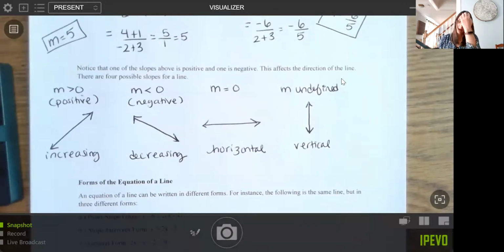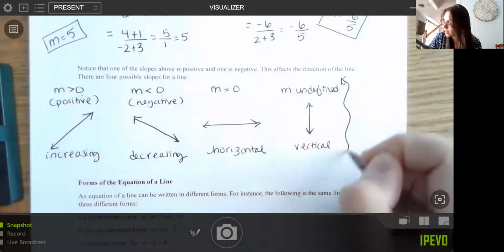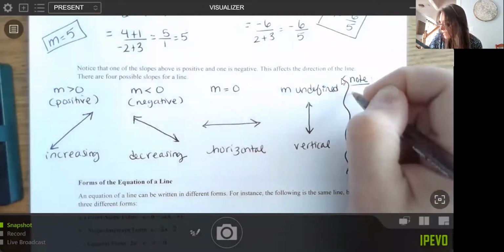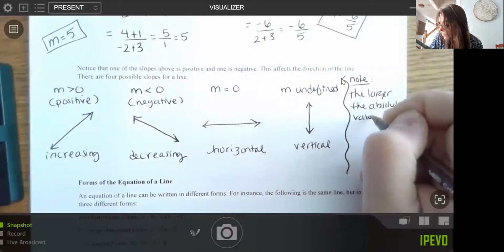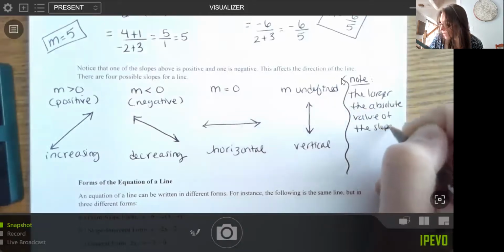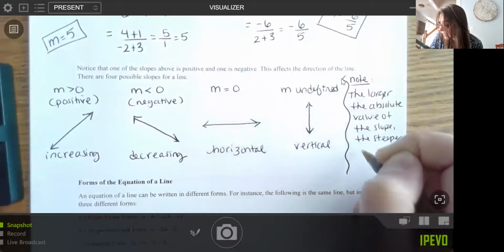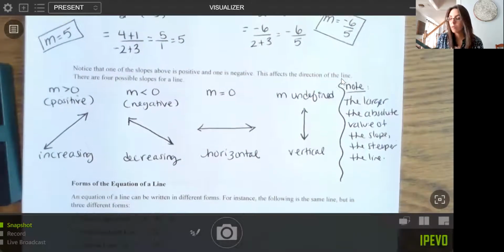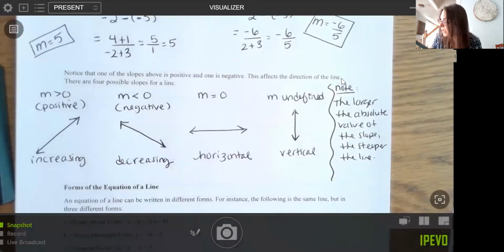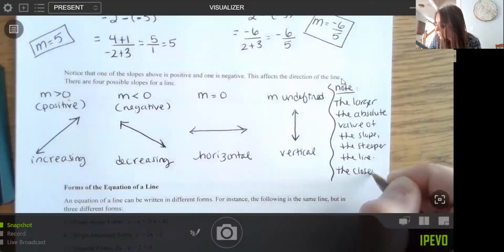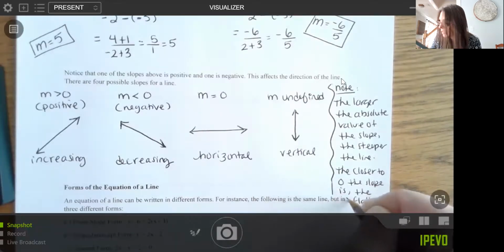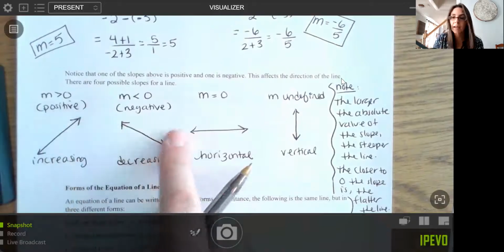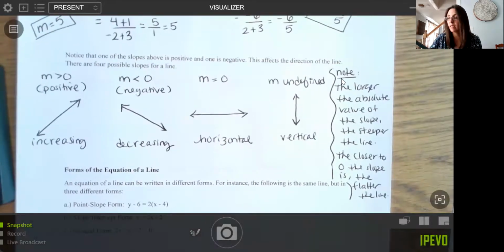One other thing I do want to note as well, and I'll just make a little note over here, is that the larger the absolute value of the slope, the steeper the line. So let me just switch that over a little bit. Perfect. And then the closer to 0 the slope is, the flatter the line. Okay. So not only does slope tell us the direction, is it increasing, is it decreasing, is it flat, is it undefined, but it actually also tells us how steep everything is as well.